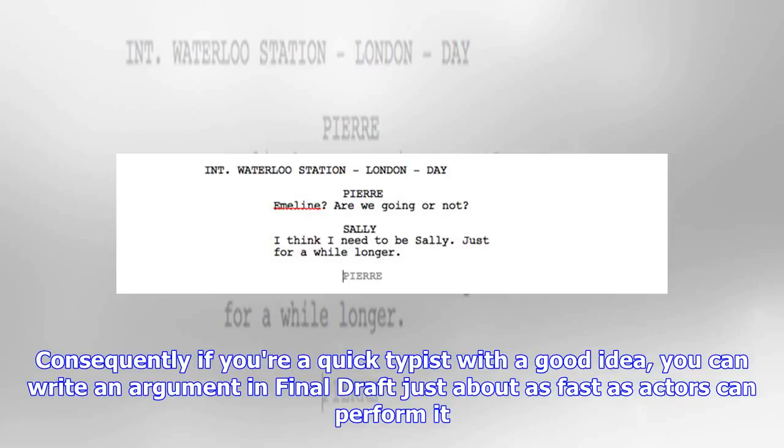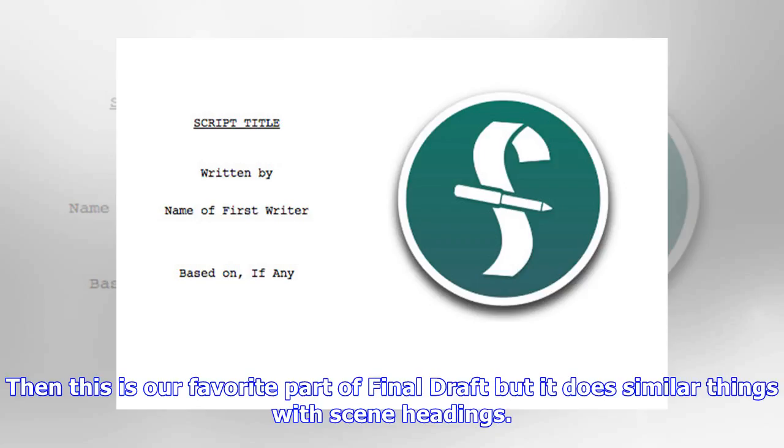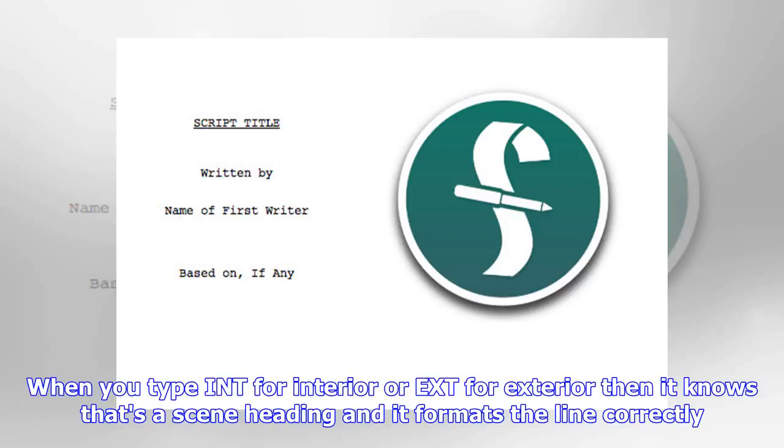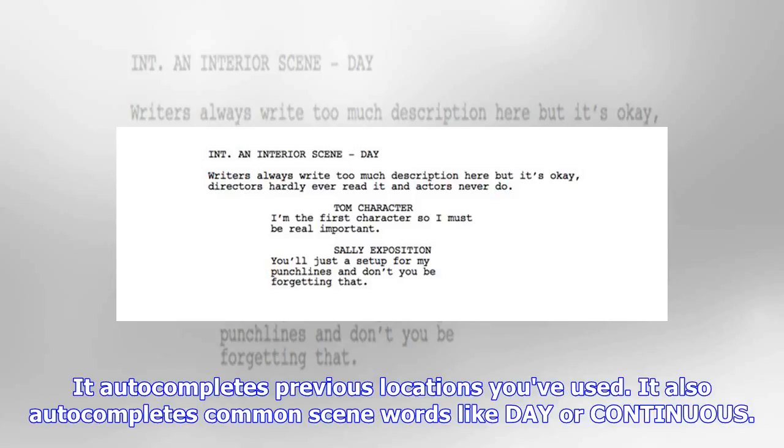Consequently, if you're a quick typist with a good idea, you can write an argument in Final Draft just about as fast as actors can perform it. Then, this is our favorite part of Final Draft, but it does similar things with scene headings. When you type INT for interior or EXT for exterior, then it knows that's a scene heading and it formats the line correctly. It auto-completes previous locations you've used. It also auto-completes common scene words like day or continuous.